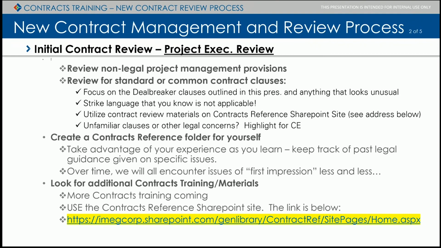Just a quick tip: keep a contracts reference folder for yourself, just for examples. So if I give you feedback on a contract or provide some markup or give you a clause, some language to use, throw it in that one folder, like maybe on your desktop, and you'd be surprised how often the same issue keeps coming up, and it's just quicker.